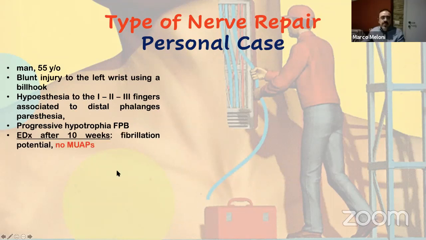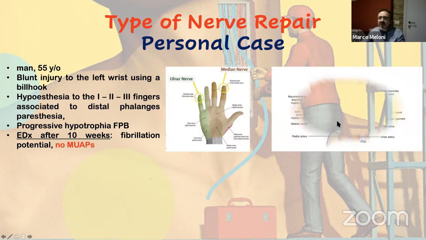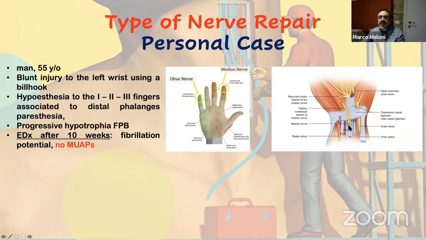I performed electrodiagnostic testing after 10 weeks. In the meantime, I told him to do physiotherapy to move the hand and the fingers. But I saw fibrillation potentials and no motor reaction potentials, interpreted as a denervation. So the patient had hypoesthesia, but he spared this palmar aspect. In this case, the median nerve is obviously involved, and let's remember a little bit of the anatomy of the median nerve. In this case, this part was spared, which is innervated by the palmar cutaneous branch of the median nerve.